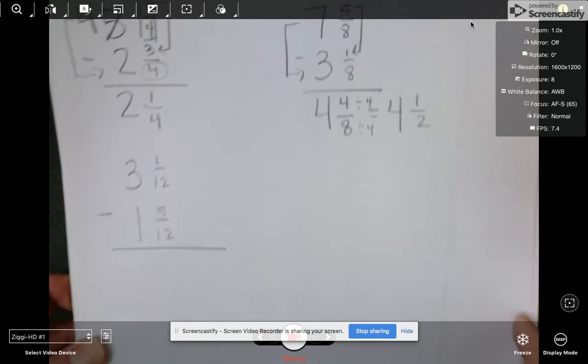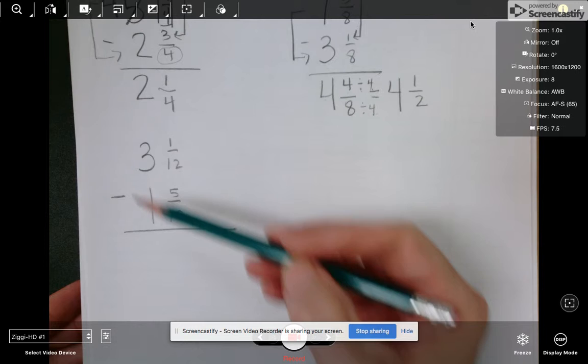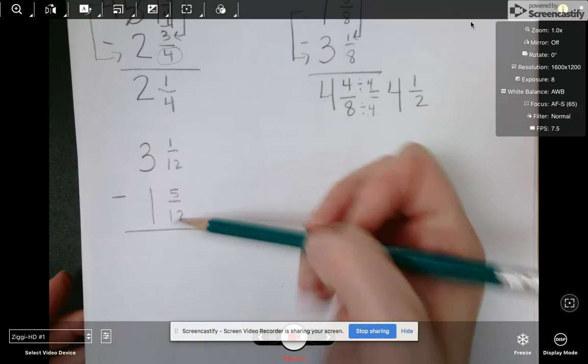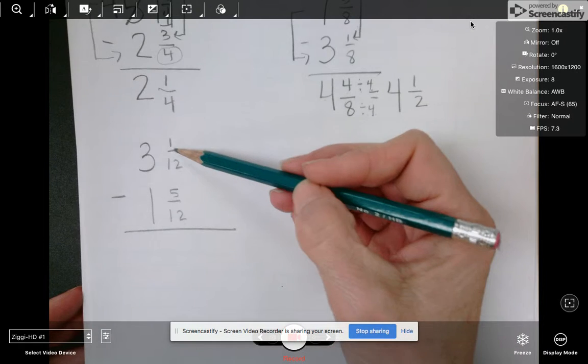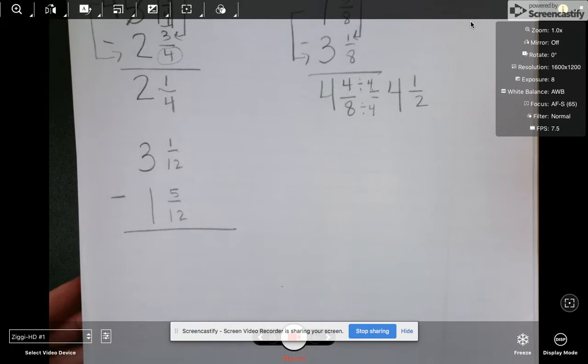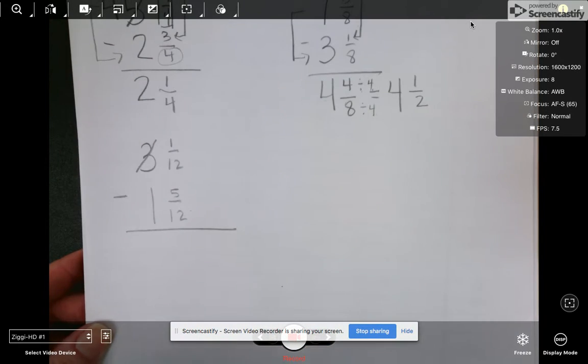On the last problem, we have 3 1/12 minus 1 5/12. Again, 3 1/12 is larger than 1 5/12. However, when you look at your fractional piece, 1/12 is actually smaller than 5/12. So again, we have to do some regrouping. We're going to take from the 3. 3 is going to become a 2.